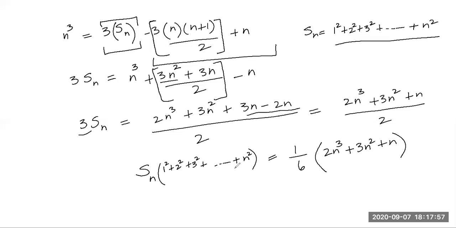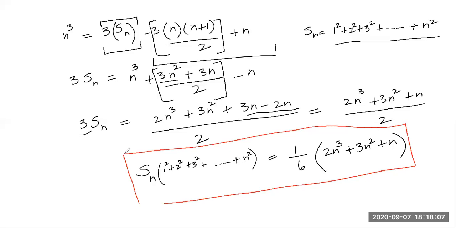Okay, so let's put it in here. Sn. Okay, guys, so this is how we have derived the formula for the first n natural numbers and the squares of first n natural numbers.